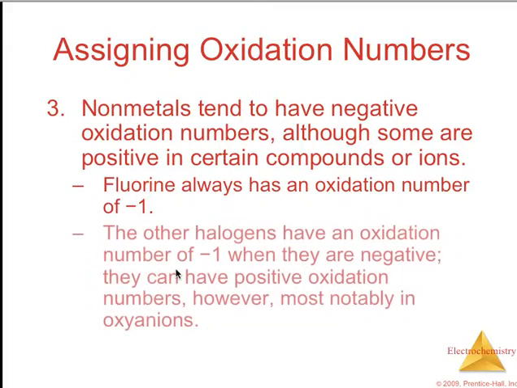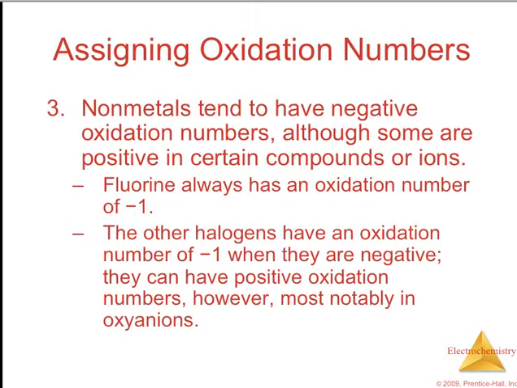Nonmetals tend to have negative oxidation numbers, although some can be positive in certain compounds or ions. Specifically, what comes to mind is sulfur, chlorine, and nitrogen. Fluorine, being the most electronegative, always has an oxidation number of -1. Other halogens typically have an oxidation number of -1. However, they can have positive oxidation numbers, most notably in the oxyanions.